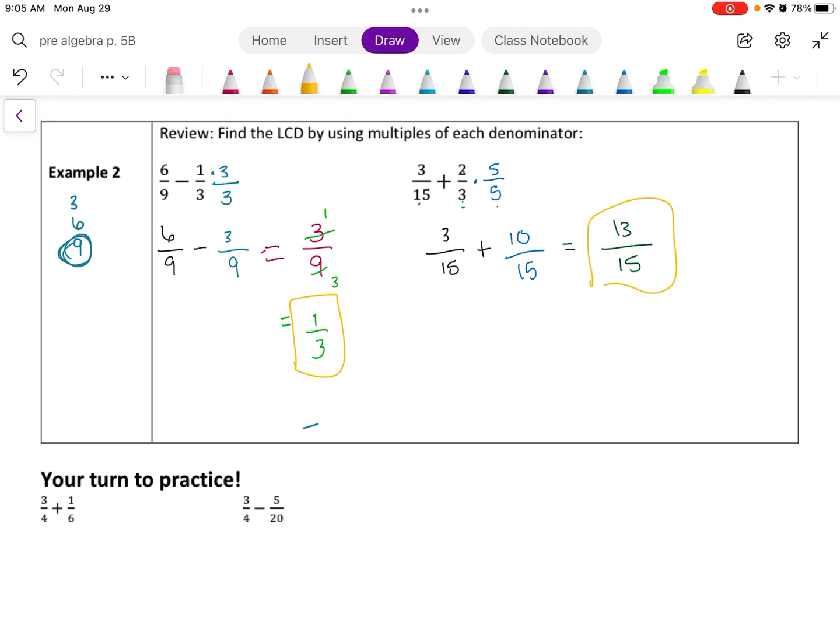There's our answer. So, fractions, again, big ideas. You need to have a common denominator before you can combine your fractions.